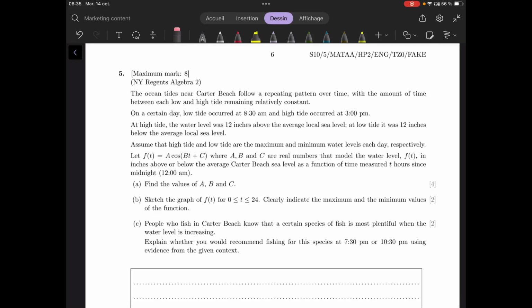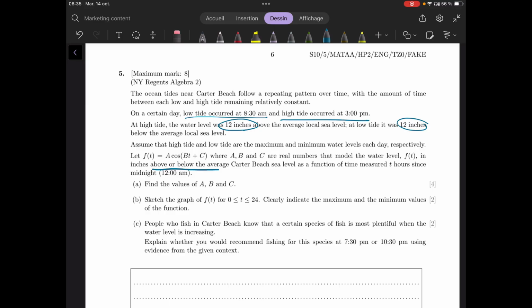This is question 5, and in this question, you're modeling the height of the tides. You know that low tide occurred at 8:30 a.m., high tide at 3 p.m. We know that the maximum is 12 inches above the average. Low tide is 12 inches below the average.